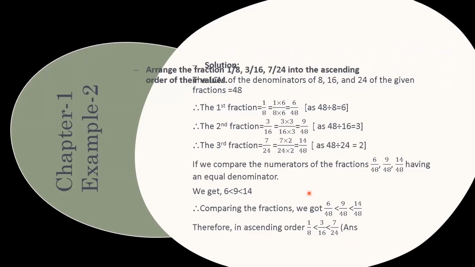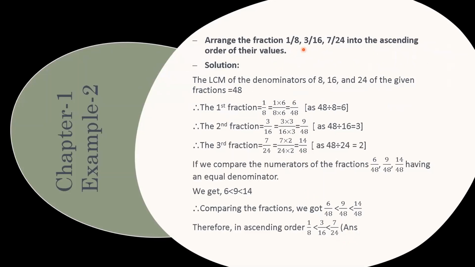Again, my dear students, this is the question. Arrange the fractions 1 divided by 8, 3 divided by 16, 7 divided by 24 into the ascending order of their values. Now the solution is, at first we have to find out the LCM of the denominators, because we want to make the denominator of these three fractions equal.